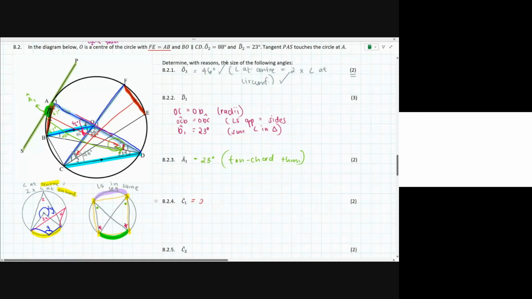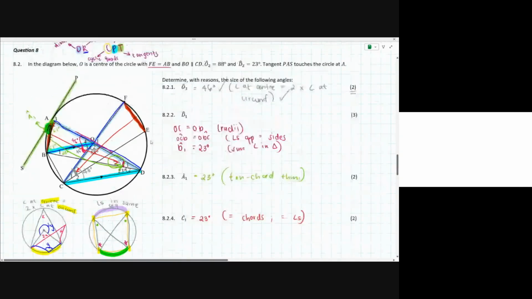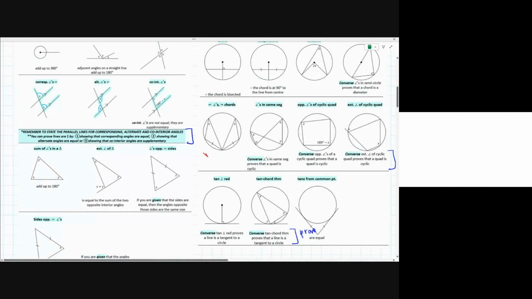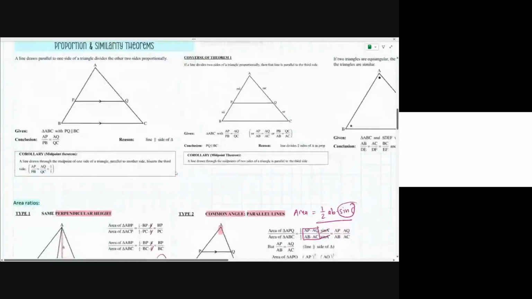And so C1 is equal to 23, equal chords, equal angles. In the information I gave you earlier, there it is. So two equal chords, the angles they create on the circumference are then equal to each other.